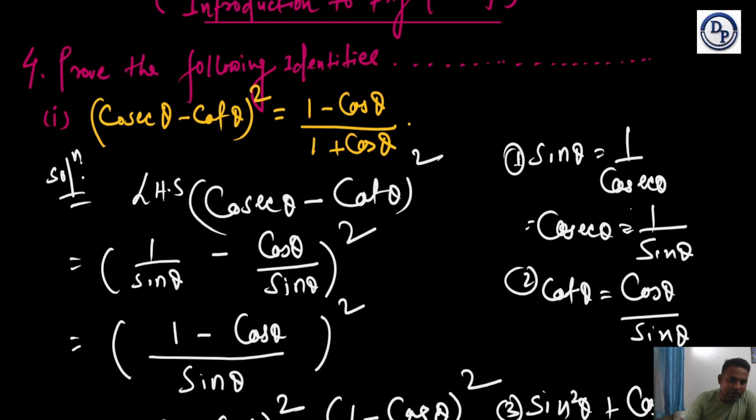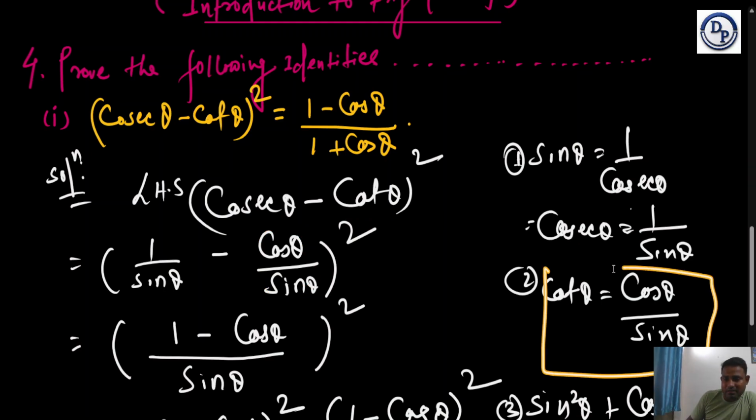Directly by opening this square, are we getting something? No, we are not getting it directly. So what we do simply, we write this cosec theta as 1 by sin theta. Similarly, this cot theta can be written as cos theta by sin theta, as I have mentioned here.